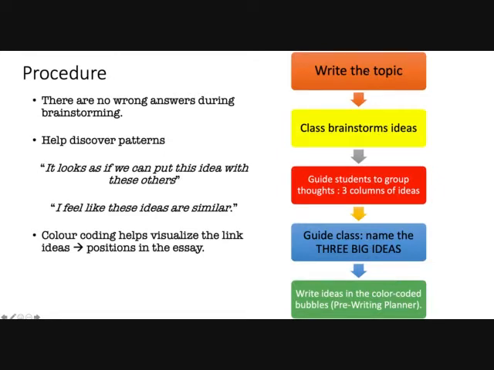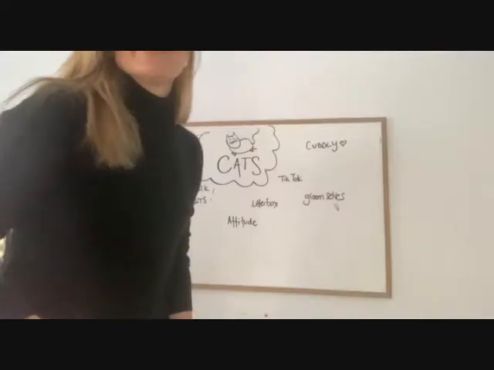So here are our steps. We're going to write the topic, why cats make great pets. You're going to start them off and model, and then the class can contribute some ideas. After that, you're going to guide the students into finding 3 main categories, naming the 3 main categories, and then we're going to move on to a color-coded planner. I'm going to stop the PowerPoint now, and I'm going to do a live demonstration for you.